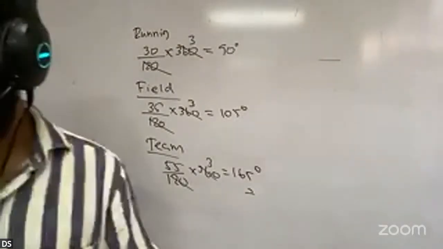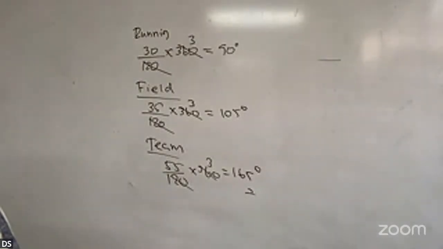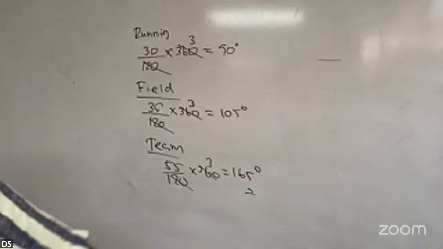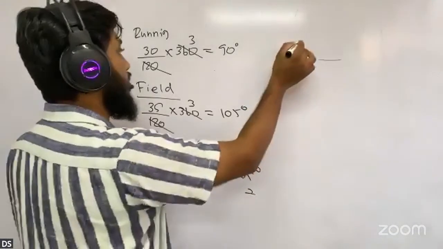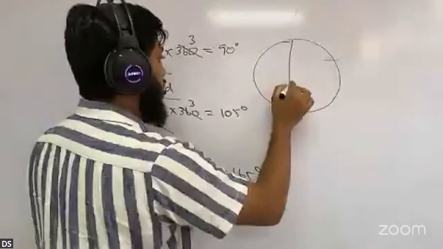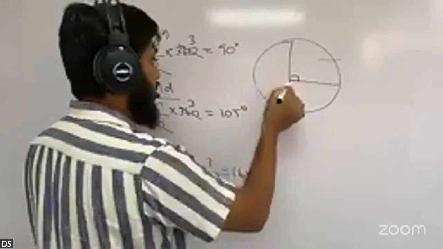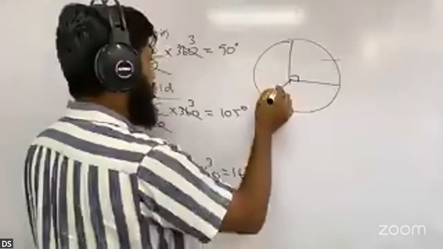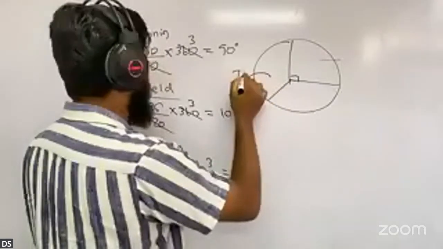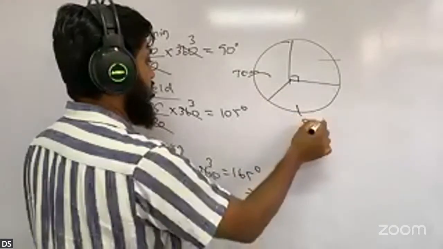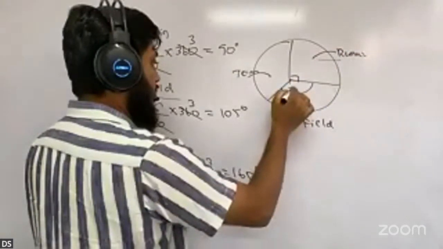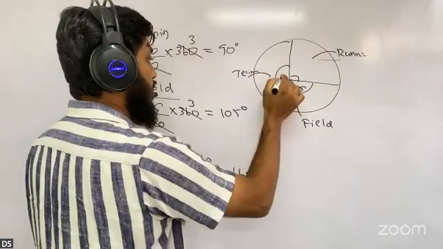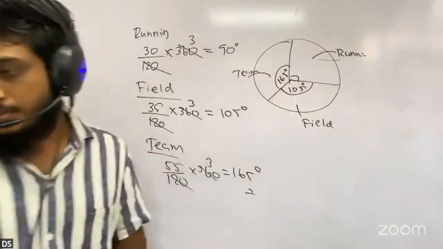Right. They didn't ask me to represent it in a pie chart. If you represent this in a pie chart, how will you draw this? You can mark it like this. Running, you can mark as 90. Another one you can mark as 105. This 165 you can call team. This one you can say as field. This one you can say running. So this is 90 degrees, this one 105, this one 165.